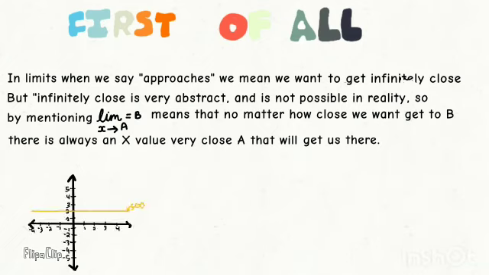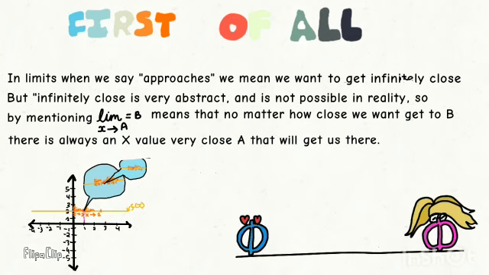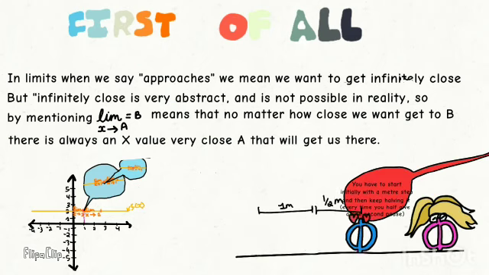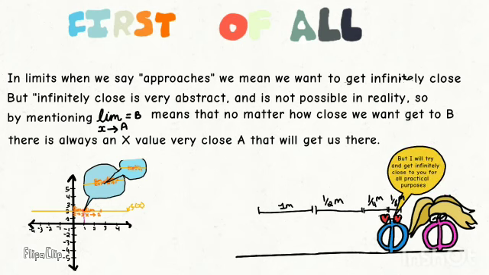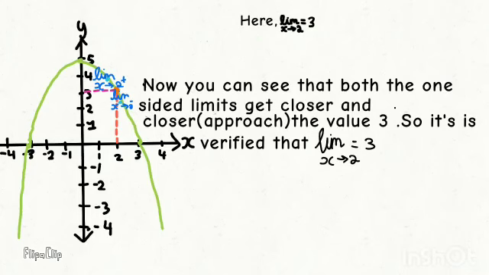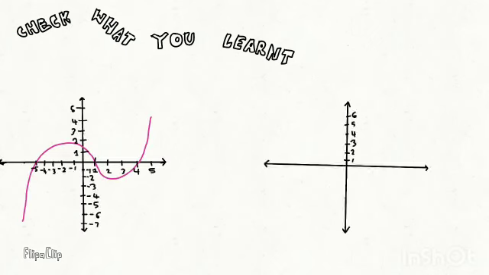In limits, when we say approaches, we mean we want to get infinitely close, but infinitely close is very abstract and is not possible in reality. So by saying limit as x approaches a equals b, it means that no matter how close we want to get to b, there's always an x value very close to a that will get us there. So getting back to the example we are seeing, because both one-sided limits approach 3, we say a limit exists. Now I've given you some problems. Pause the video and try out these.